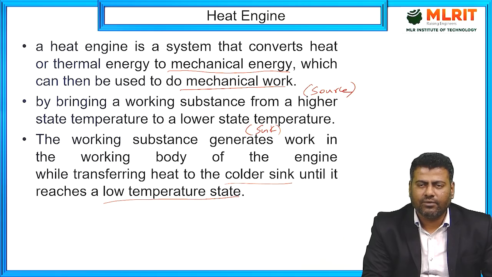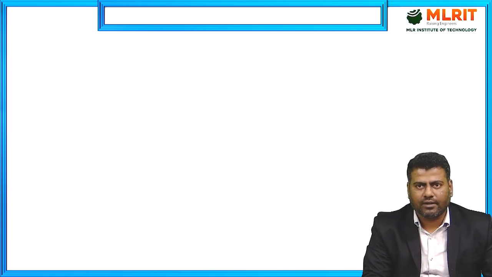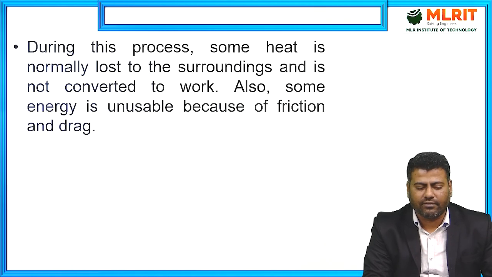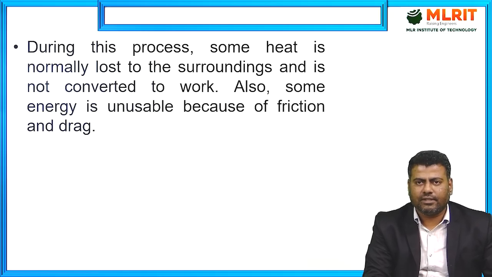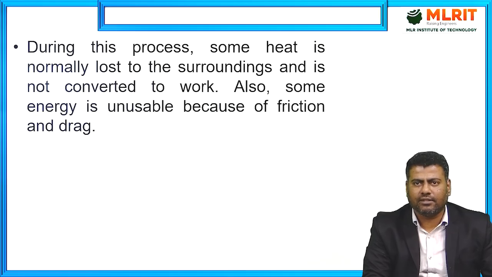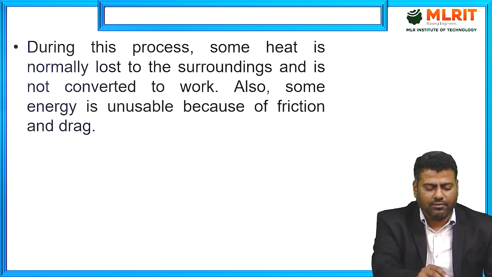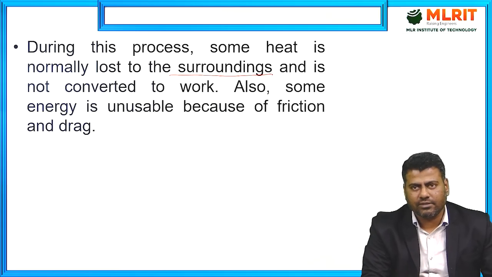Now we can include the losses for these particular engines or machines, so I can calculate the performance of a particular engine or thermodynamic component. That is the application of the second law of thermodynamics. During this process, some heat is normally lost to the surroundings. That is what I said: the cooling system or surrounding atmosphere is a sink that we consider. Because of that, some amount of heat we compulsorily lose to the surroundings, and it is not converted to work.